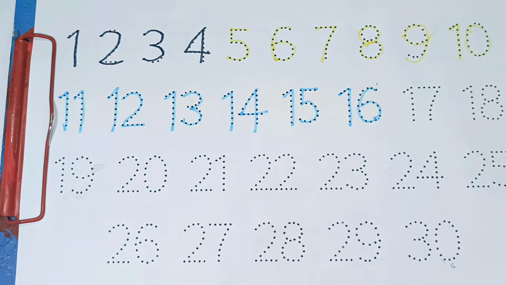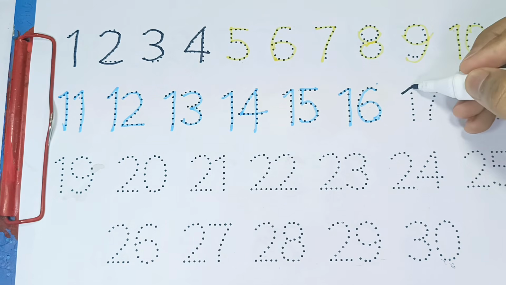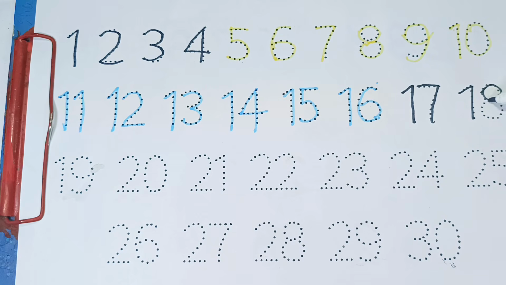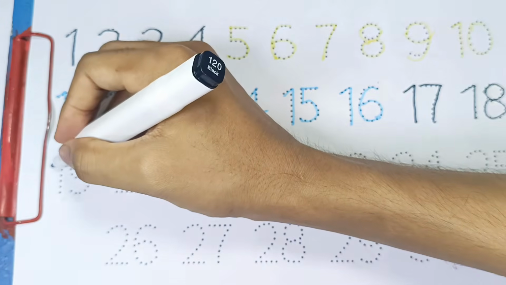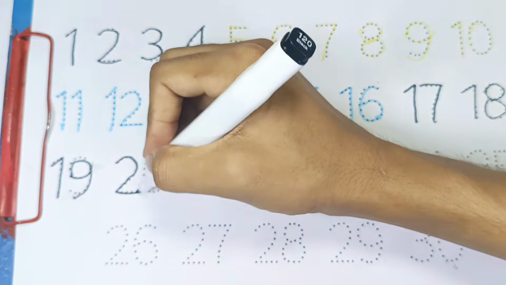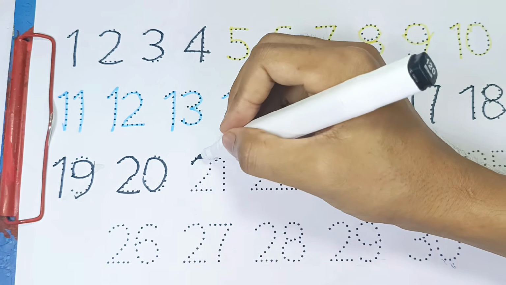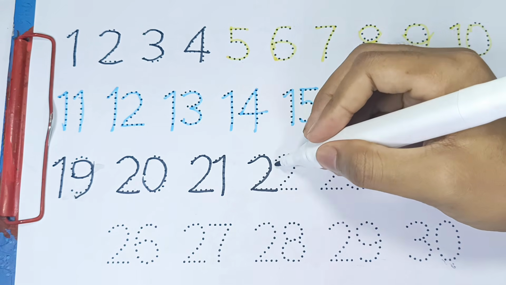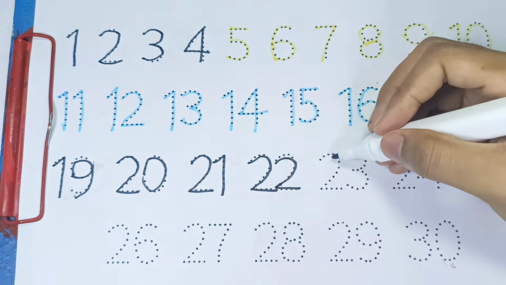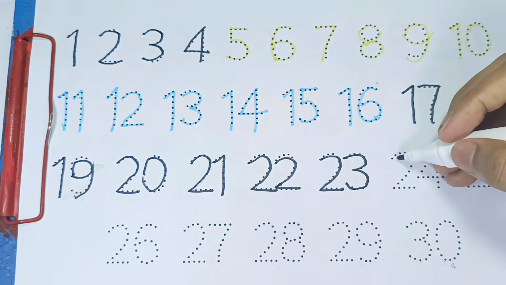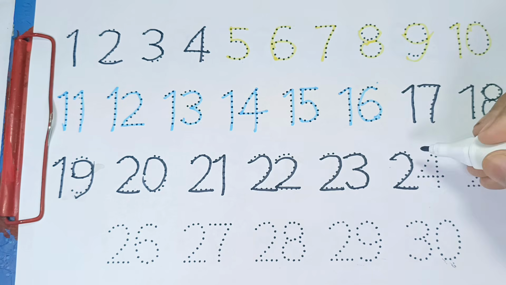We are again using the color black, 17, and the next one is 18, the number 18. Kids, the next one is 19, the number 19. The next one is 20, the next one is 21. Now we draw and write the number 22, 23, and the next one is 24. Kids, the next one is 25.